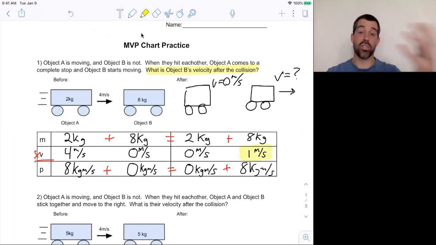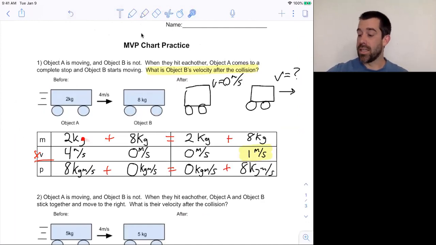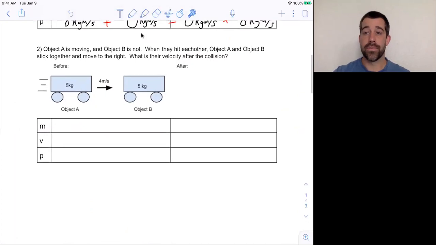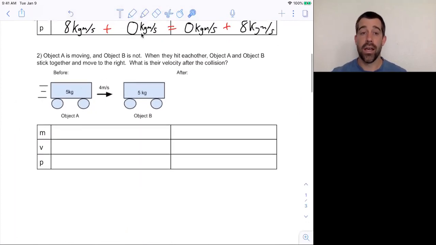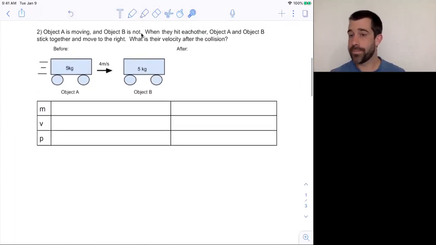Why is it moving so much slower than object A was at the beginning? Well, it's moving so much slower because it is so much heavier. It's always a good idea to check your answers by thinking about why they make sense. All right, we're going to go ahead and move on now to question number 2.